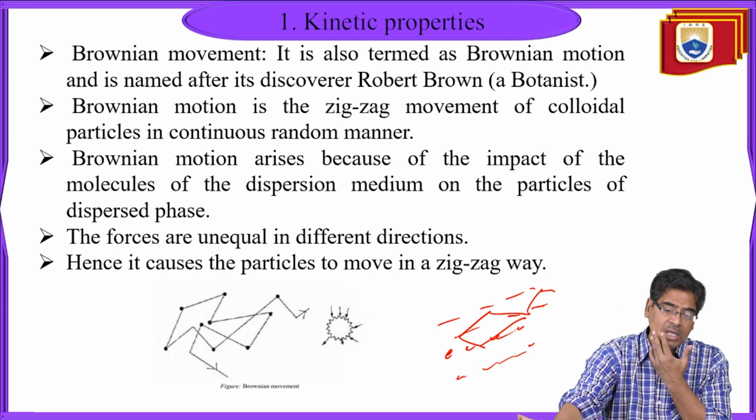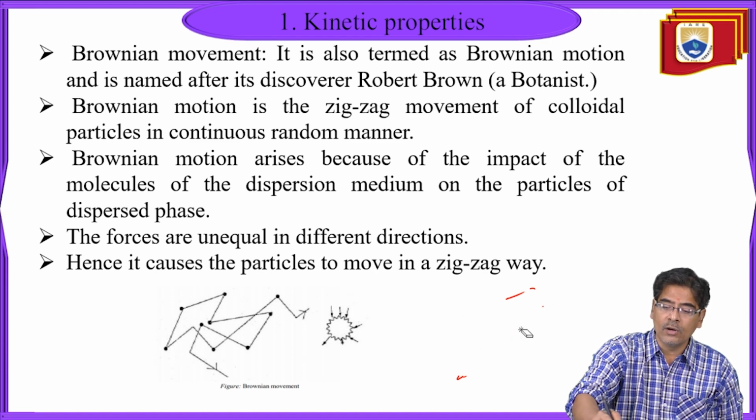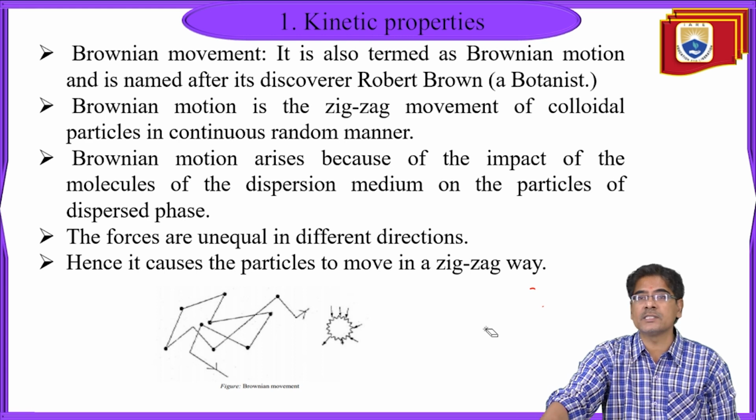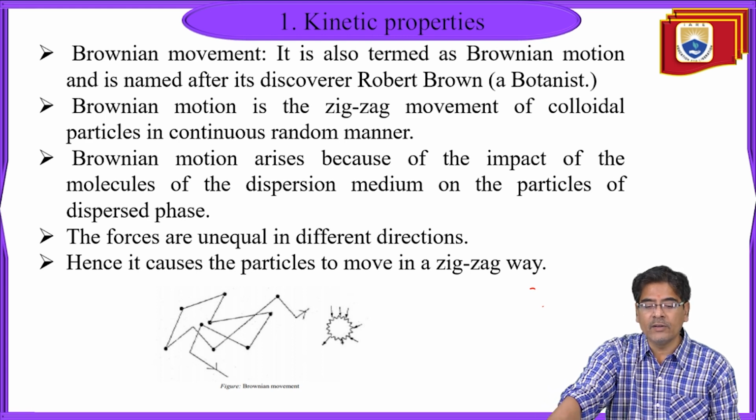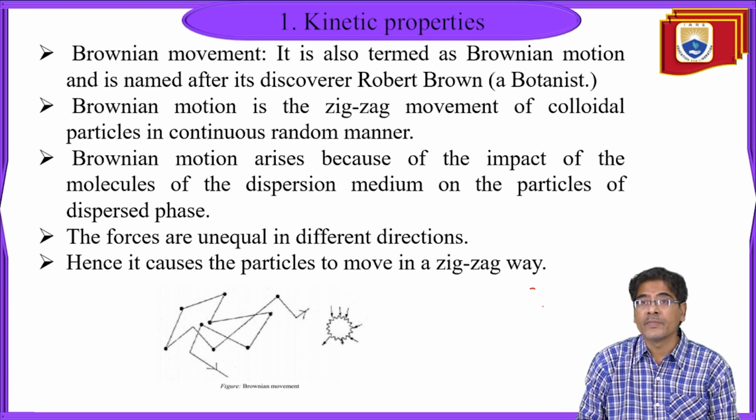Brownian motion arises because of the impact of the molecules of the dispersion medium on the particles of the dispersed phase. So the forces are unequal in different directions, hence it causes the particles to move in a zigzag way, right?